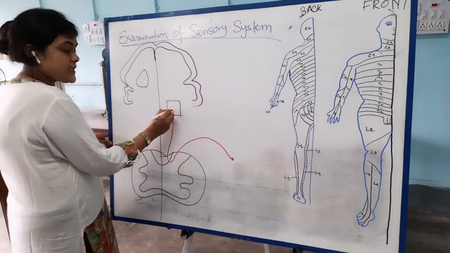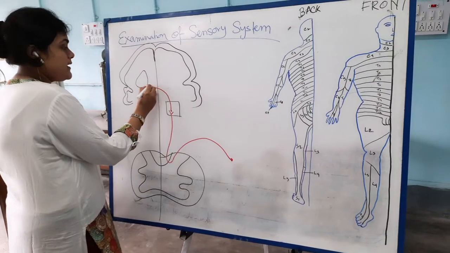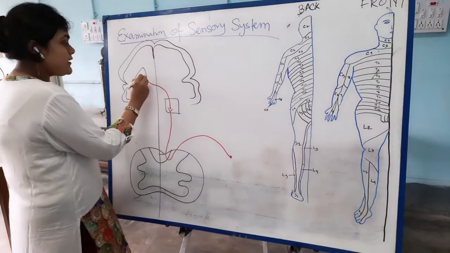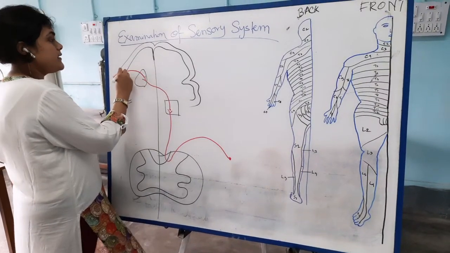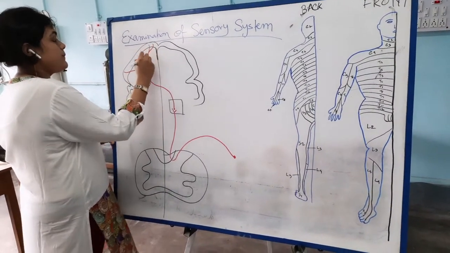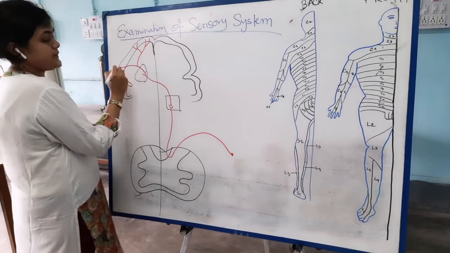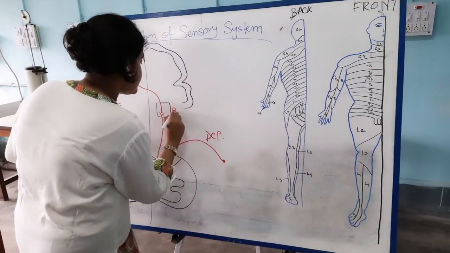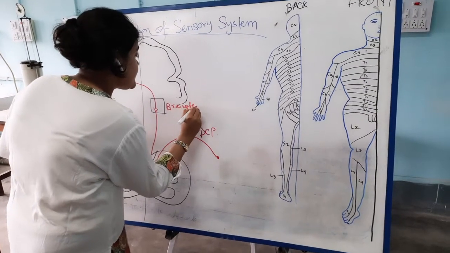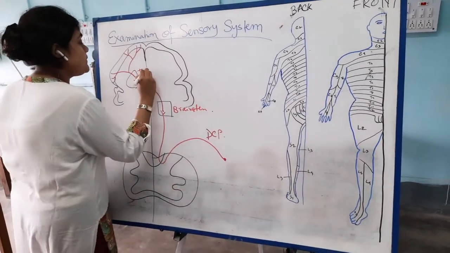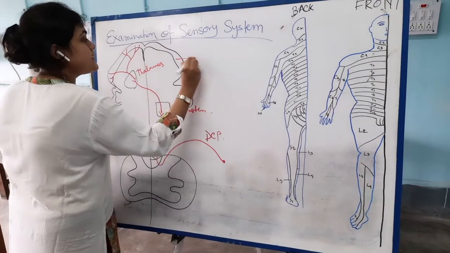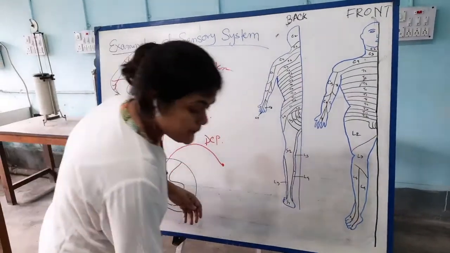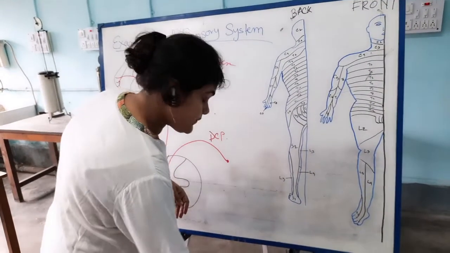Second order neuron starts from here, crosses midline and ultimately terminates in the thalamus. Third order neuron starts from thalamus and is distributed all over the sensory cortex. This is DCP. This is brainstem, more specifically said medulla. This is thalamus and this is cortex. So this is DCP. What about ALS?